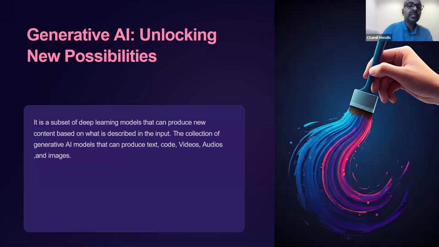All right, so let's look into generative AI. It's a subset of deep learning models that can produce new content based on what is described in the input. Basically, this generative AI model can produce text, videos, and audios as well as images. So that is called multimodal input as well as output.